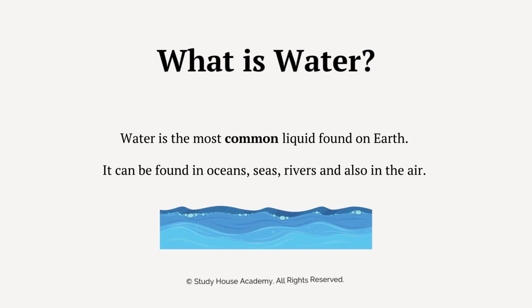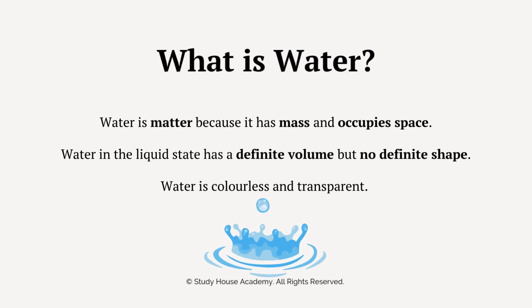What is water? Water is the most common liquid found on Earth. It can be found in oceans, seas, rivers, and also in the air. Water is matter because it has mass and occupies space. Water in the liquid state has a definite volume but no definite shape. Water is colorless and transparent.